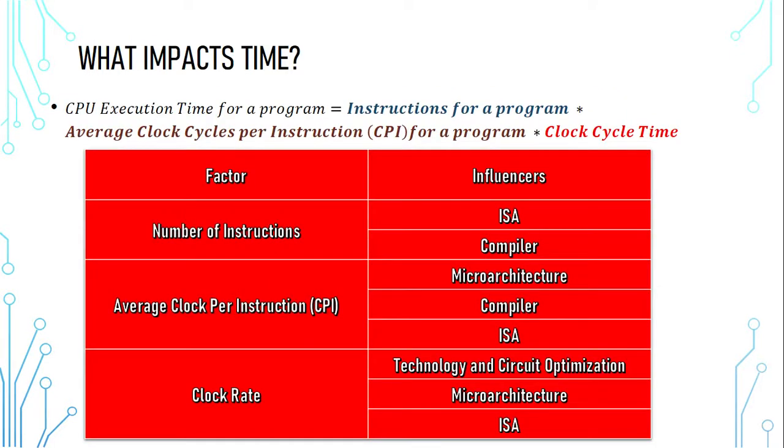Let's see what impacts execution time for programs based on the Iron Law. So let's see what impacts each of these three factors. The number of instructions of a program is impacted by the ISA and the compiler. As the ISA consists of the instruction set plus other information required for programming a processor, it can indeed impact the number of instructions of a program.